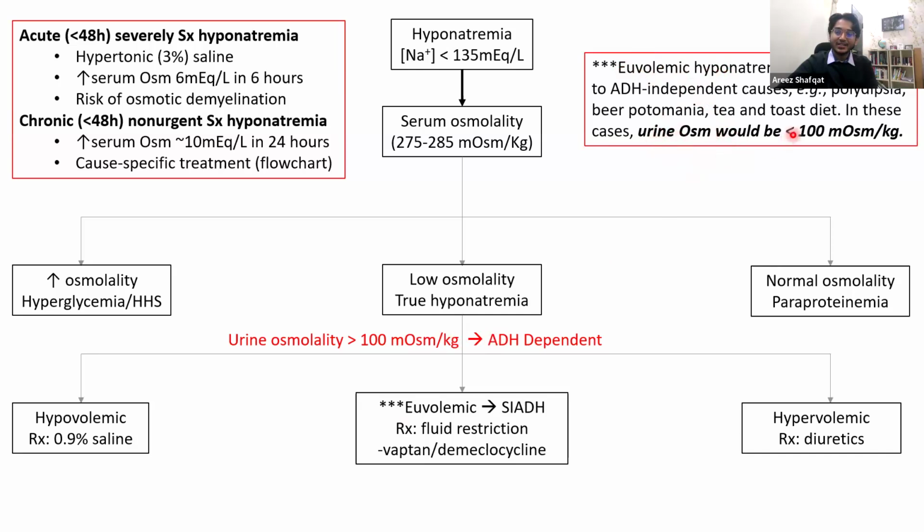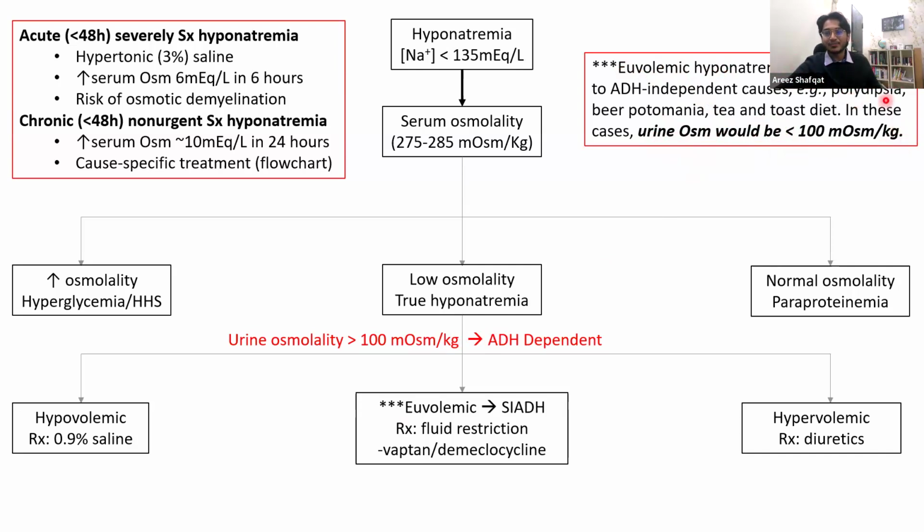but your urine osmolality is less than 100 milliosmoles per kilogram. This means that the kidney is responding normally, or it's not under the influence of ADH. So you're hyponatremic or your serum osmolality is low, and your kidney senses that, and it starts getting rid of the free water.